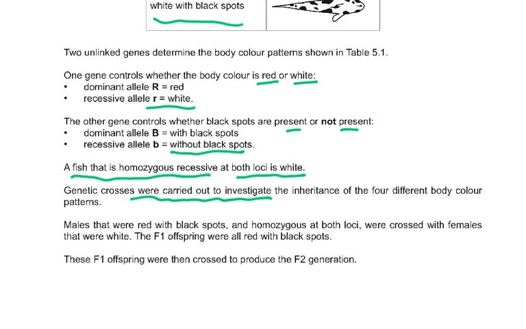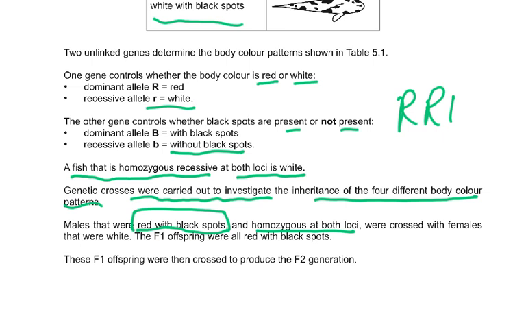Genetic crosses were carried out to investigate the inheritance of the 4 different body color patterns. Males that were red with black spots, and homozygous at both loci. What does that mean? Black spots, red is dominant. So red had to be big R, big R. And black spots is big B, so big B, big B. Homozygous at both loci, understand that English, were crossed with females that were white.